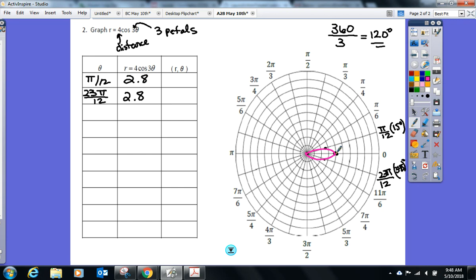We ready for petal number 2? How far apart are the petals? 120. I'm at 0 right now, so where am I going to go now? 120. Where's 120 up here? 120 as a radian is 2 pi over 3. Yep. So at 2 pi over 3, what point am I going to graph? 4. 1, 2, 3, 4. And then what are the points to the right and to the left? 2.8, 2.8, right?